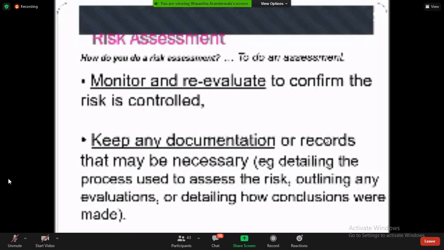Okay, right. All right. Very, very important documentation.